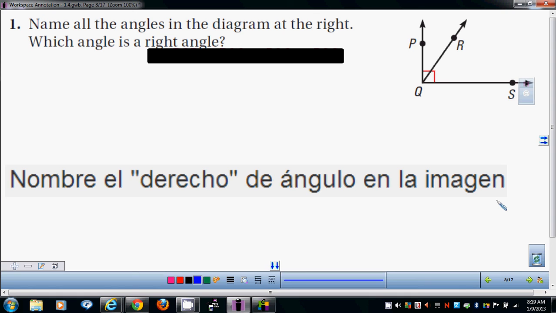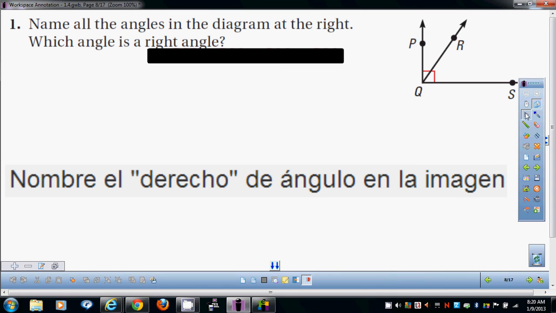Elijah, you want to tackle it? Go. Okay. Is the right angle. What are the other 2 angles in the picture? Excellent.